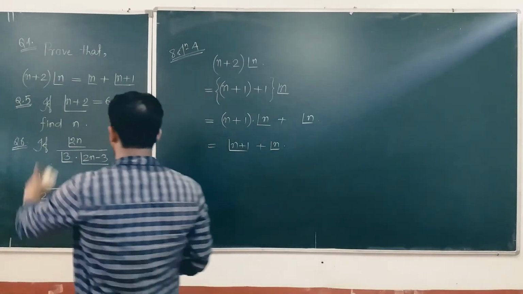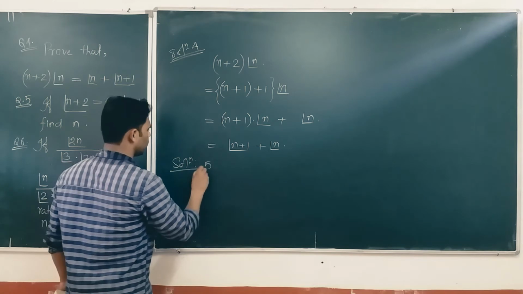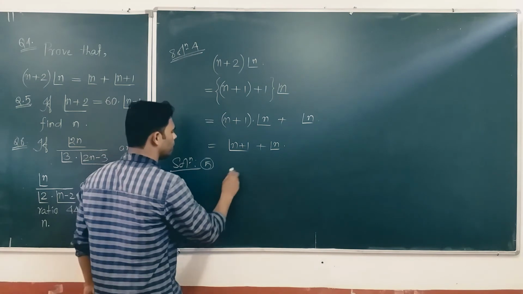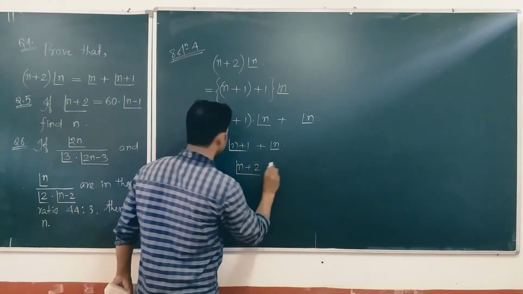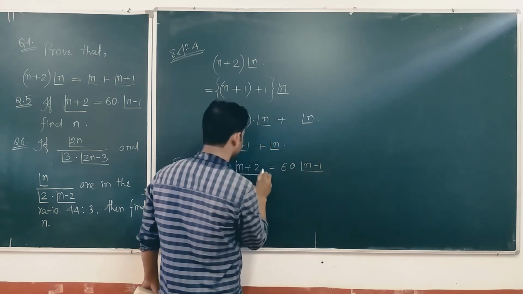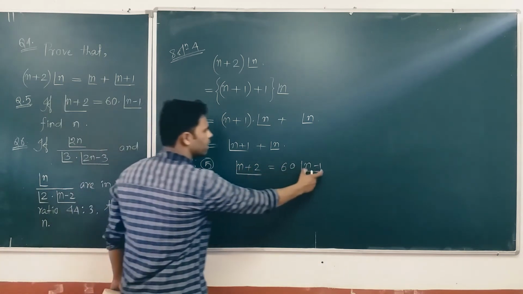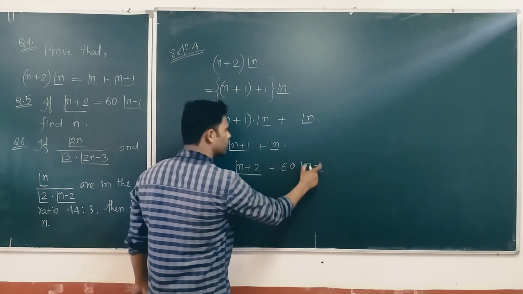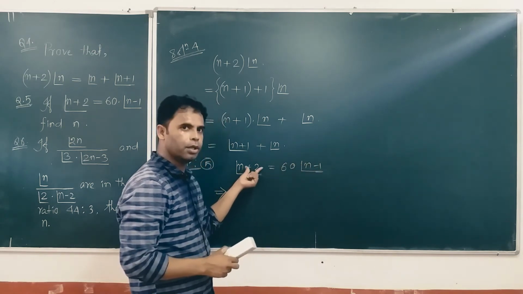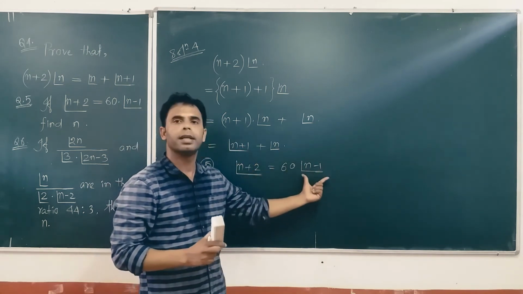Come to the second question, number 5. So you write solution number 5. So if this is equal to this, then find the value of this one. Write the expression given: factorial of n plus 2 is equal to 60 into factorial of n minus 1. This is your question. Between n plus 2 and n minus 1, it is obvious that n minus 1 is smaller than n plus 2. So the concept is to express this one in terms of factorial of n minus 1.